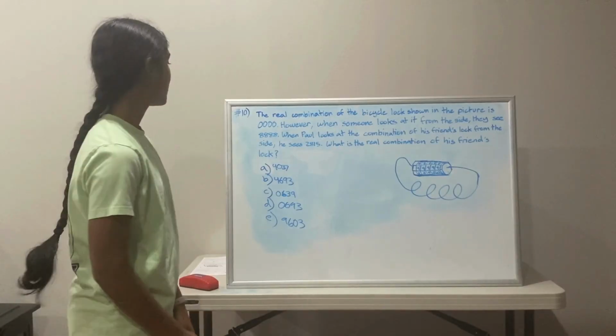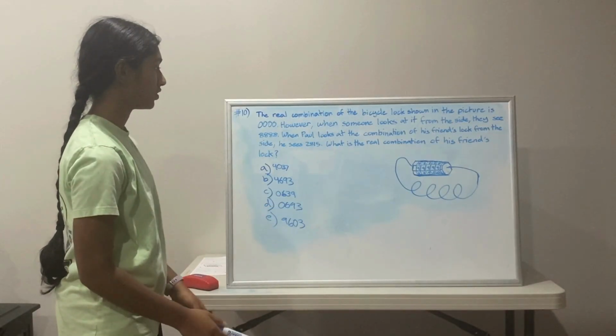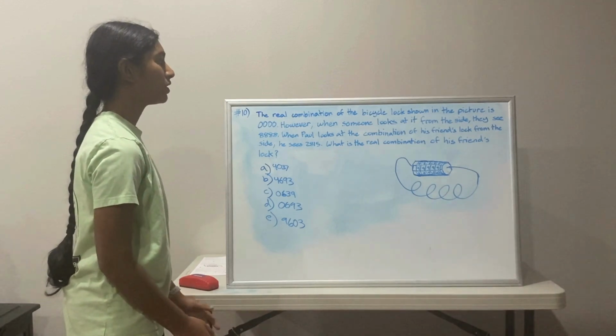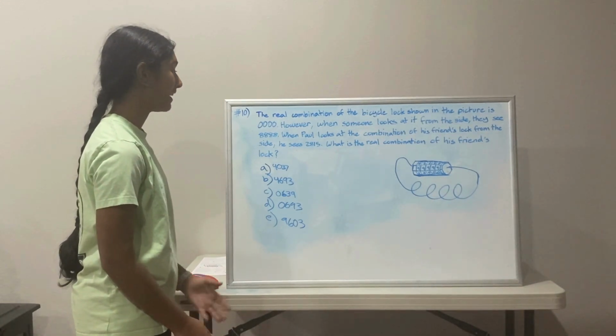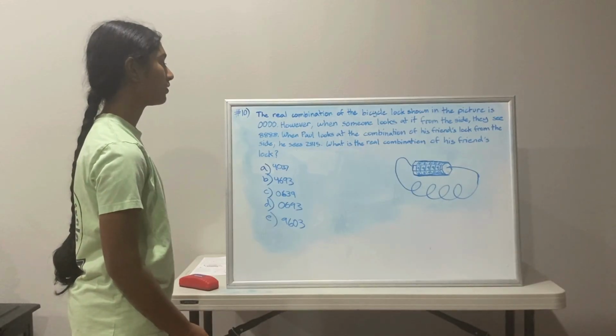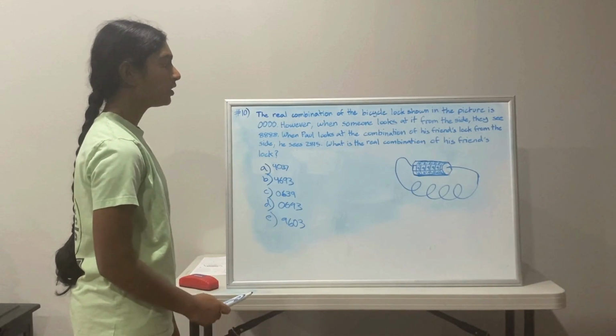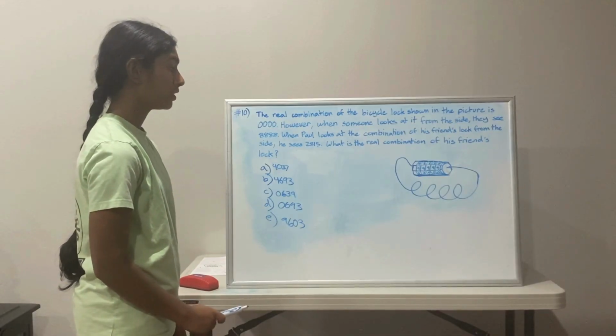Number 10. The real combination of the bicycle locks shown in the picture is 0, 0, 0, 0. However, when someone looks at it from the side, they see 8, 8, 8, 8. When Paul looks at the combination of his friend's lock from the side, he sees 2, 8, 1, 5. What is the real combination of his friend's lock?